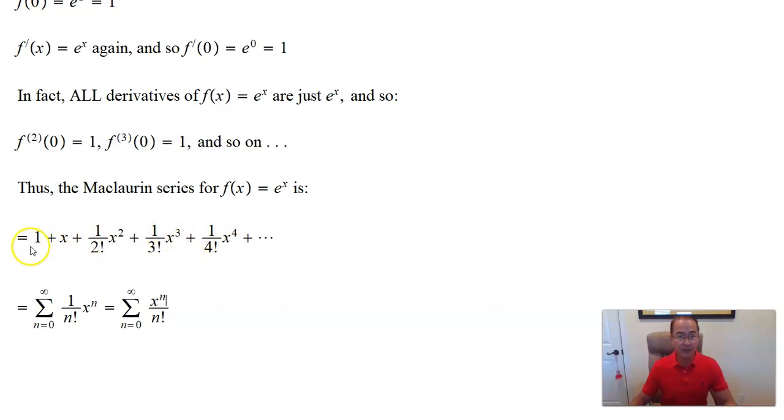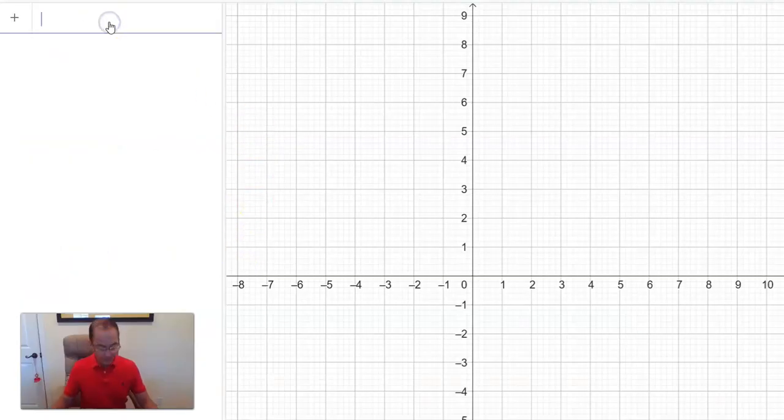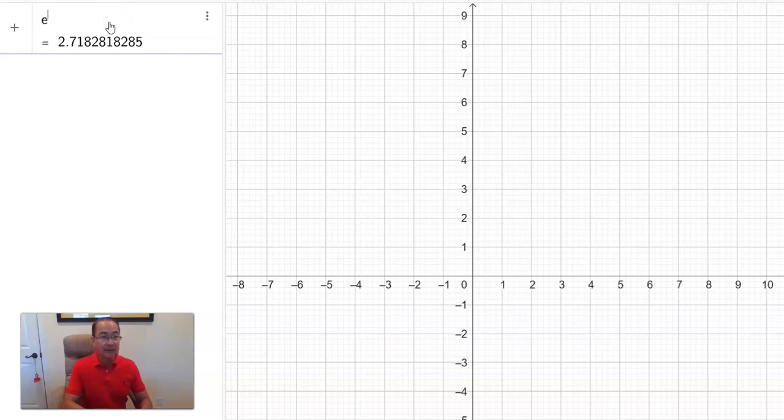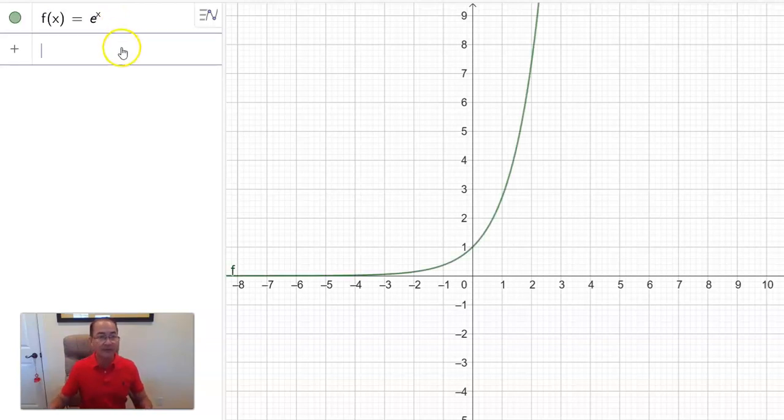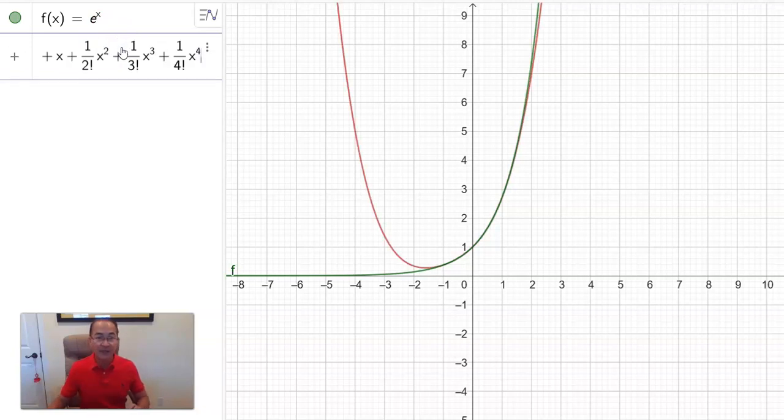Okay, so in fact, why don't we go to GeoGebra and sketch the graph of e to the x and this partial sum, S4, where we have 5 terms. Let's go to GeoGebra. Okay then, so let us input our e to the x. Ooh, there is our beautiful graph. And then let's paste our S4. Ooh, okay, so there it is.